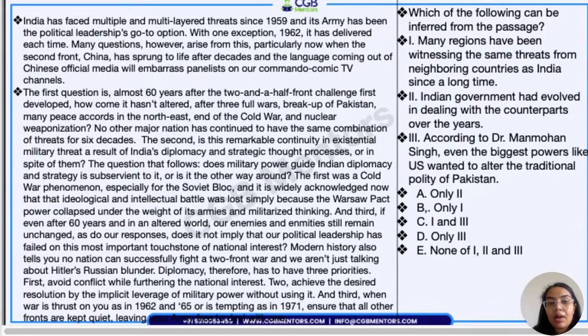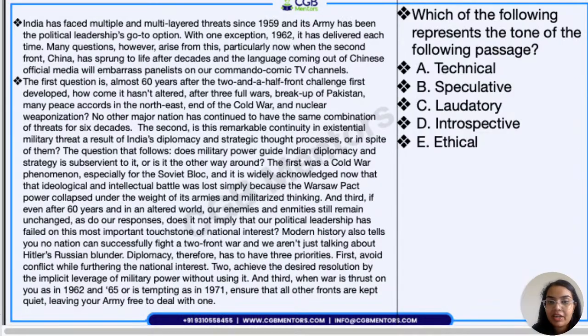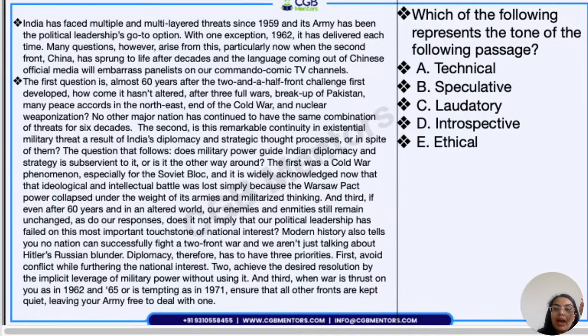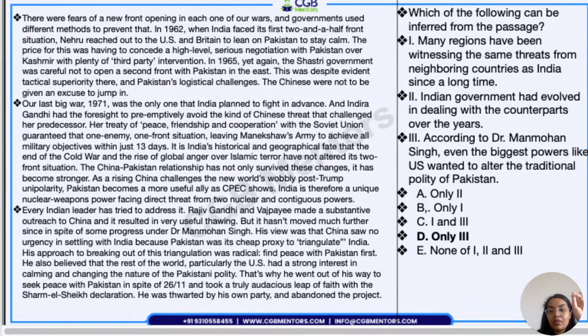Okay, now comes one of my favorite questions. Now please understand this. Before this we will do the tone once, then we will come back. So the tone is definitely speculative here because there is a lot of doubt about why this happened, why he did this. It is not technical, it is all about the strategy, diplomacy and all. Laudatory is where a lot of praise is given, someone is being complimented. Again that is not what we want. It has nothing to do with introspection, checking oneself, or being ethical. So you could have done this question through elimination also. Now let's get back to the point of inference based questions.